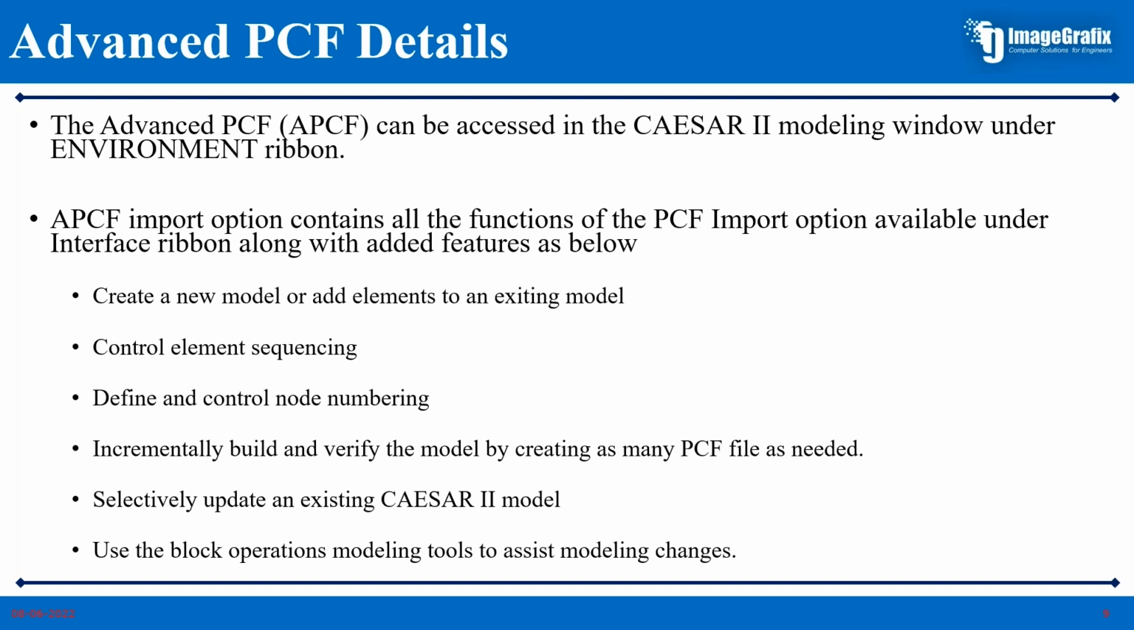Suppose for a single CAESAR II file, single line number, you have got some 4 PCF files created. Using the advanced PCF file, you can merge these 4 PCF files with the node sequentials and create it as a single CAESAR II file. Whereas in the basic PCF file, for the basic import format, for all the 4 PCF files, you'll be getting 4 CAESAR II files. That's a major difference here.